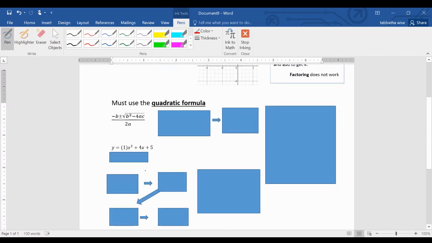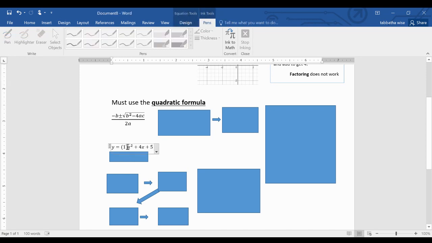So remember our quadratic formula: negative b plus or minus the square root of b squared minus 4ac, all over 2a. The first thing we need to do is determine what a, b, and c are. Really, this 1 won't be there. If there's no number in front, that's an invisible 1. So a is 1, b is 4, c is 5.